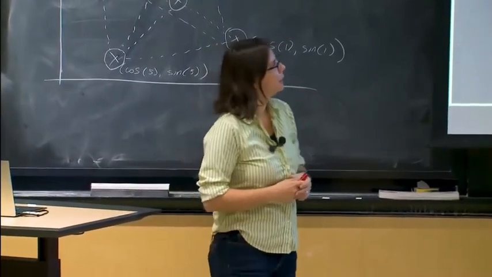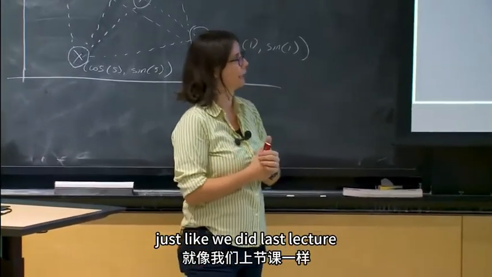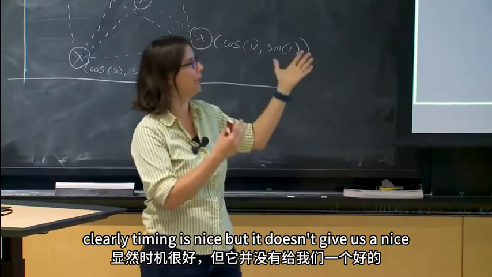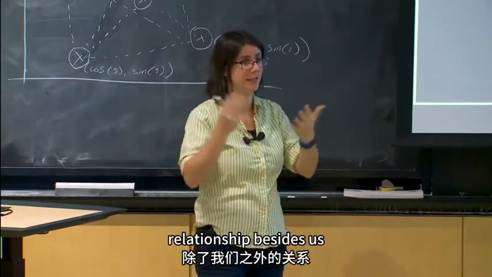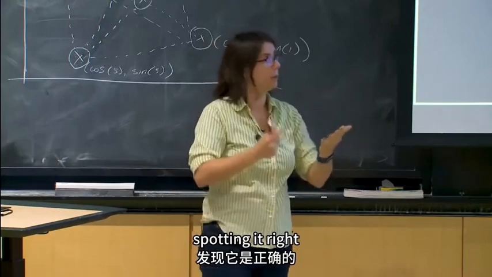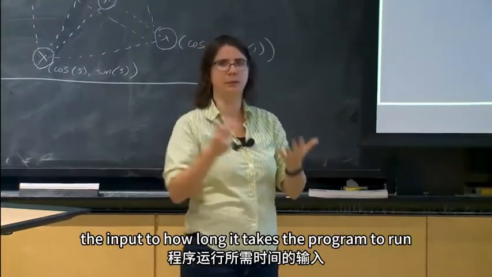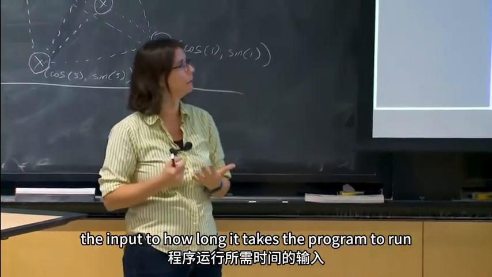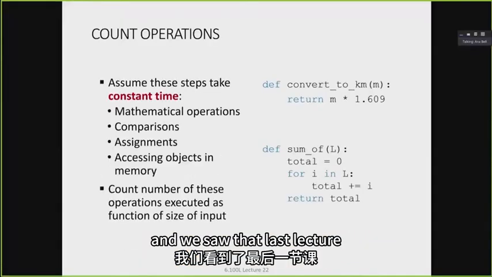Okay. So now we're going to count operations, just like we did last lecture. Clearly, timing is nice, but it doesn't give us a nice relationship besides us spotting it. There's no formula that relates the input to how long the program takes to run. Counting will get us a little bit closer to that, and we saw that last lecture.